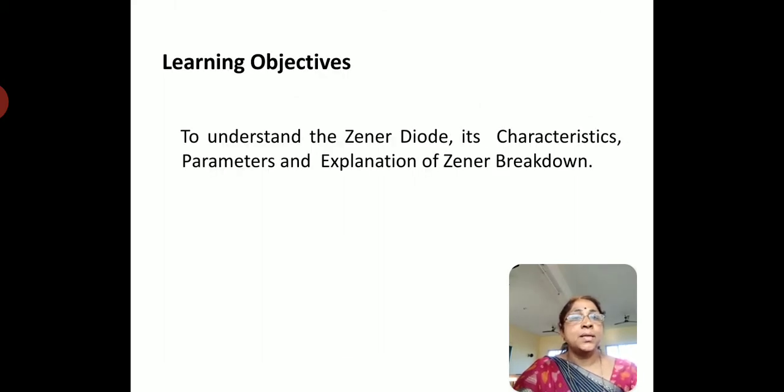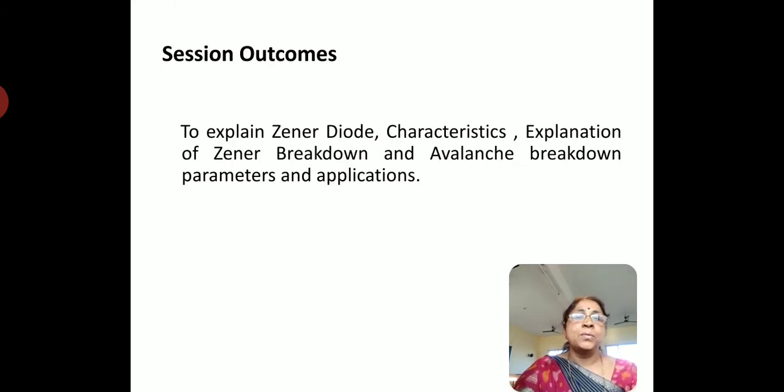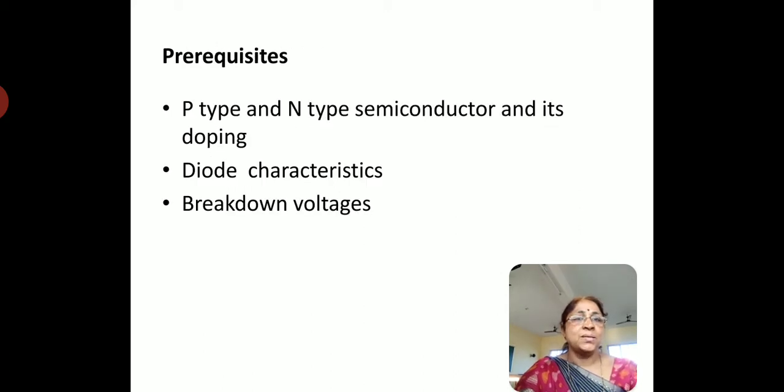The learning objective of this session is to understand the Zener diode, its characteristics, parameters, and the explanation of Zener breakdown. The session outcome is that we can understand the Zener diode characteristics and the explanation of Zener breakdown and avalanche breakdown, and we also study the parameters and its applications.